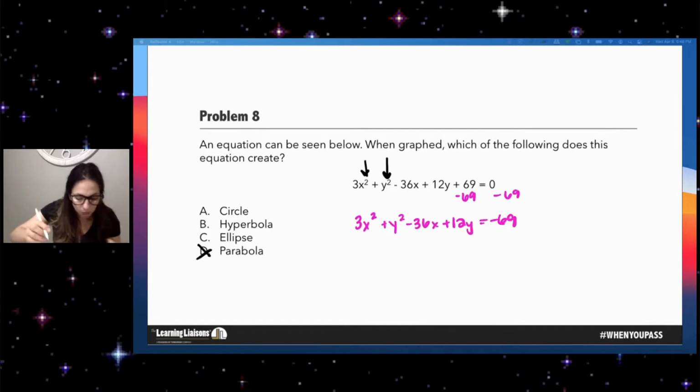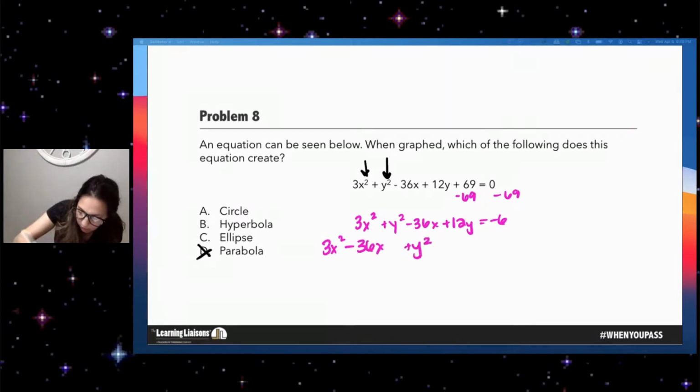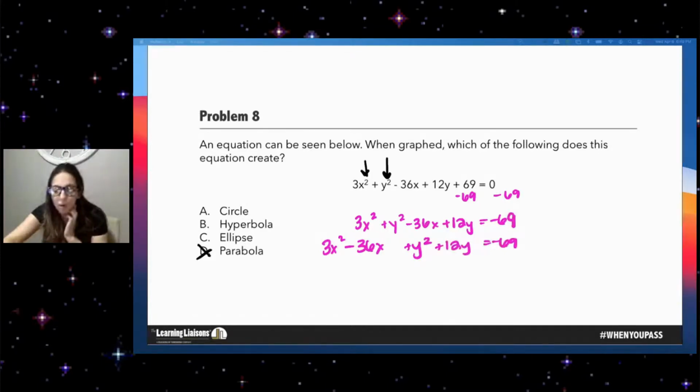So I'm going to just rearrange my equation using the commutative property to figure that out. So I'm going to put 3x squared minus 36x plus y squared plus 12y equals negative 69. Like I said, this is only for my high school people. Elementary and middle school people, I've got more problems for you.